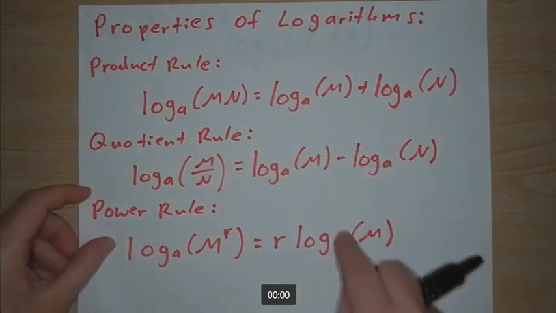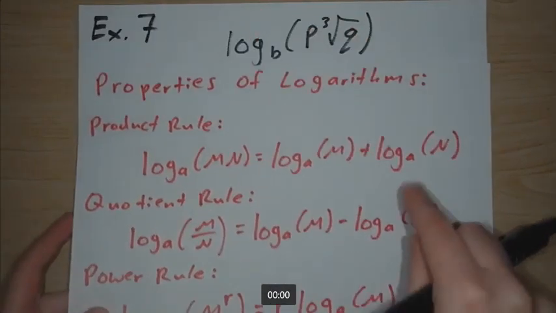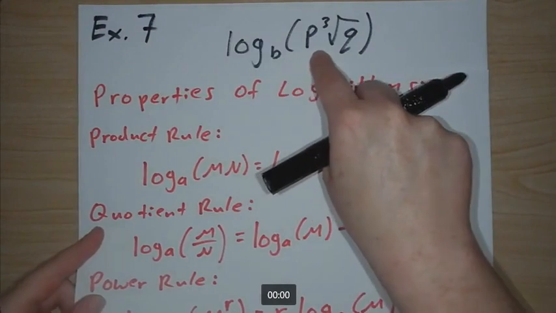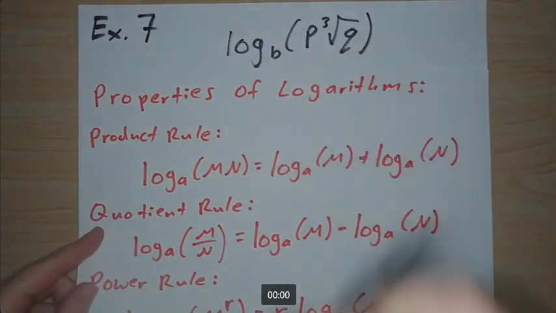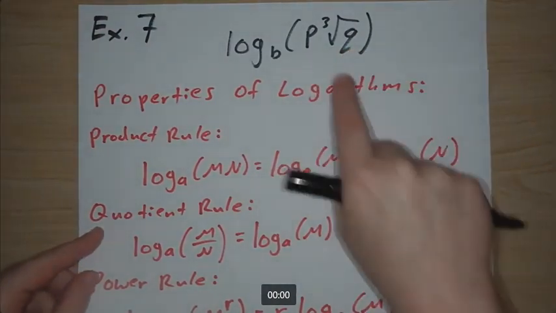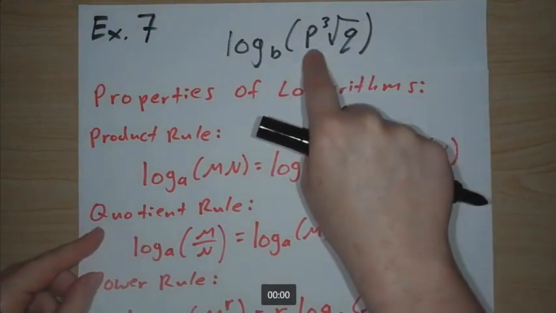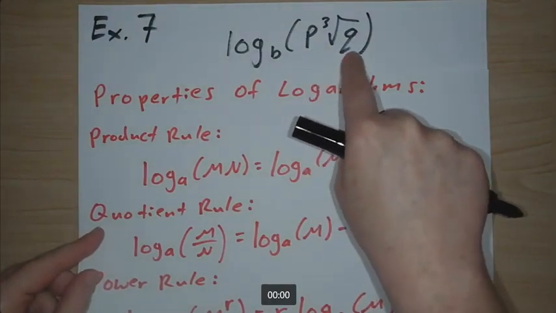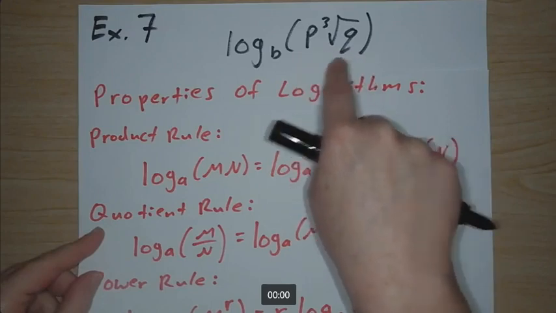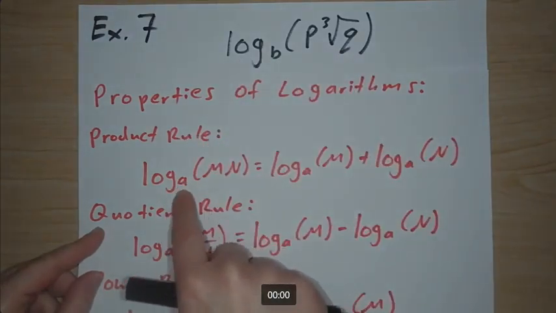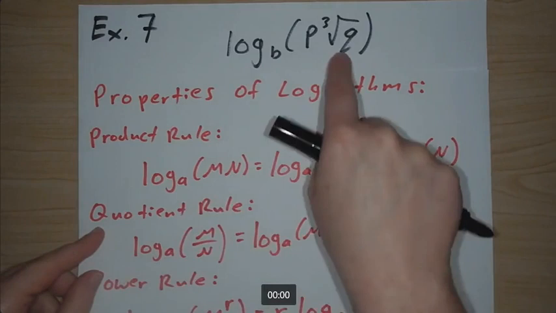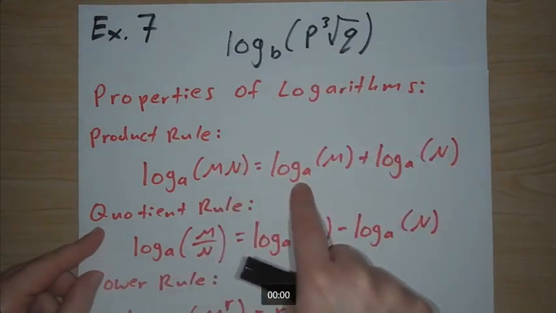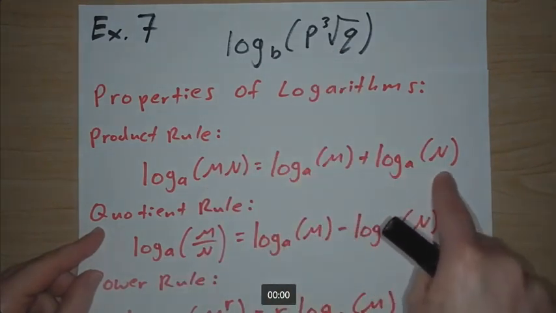So we're going to use these rules to expand as much as we can of log base b of p cubed times the square root of q. First, we'll notice that this is being multiplied by this, so we have p cubed times the square root of q. So we know that we can expand this by the product rule, where we have log base a of m times n, which is what it's in the form of now, is equal to log a of m plus log a of n.